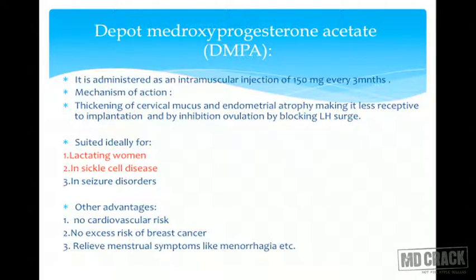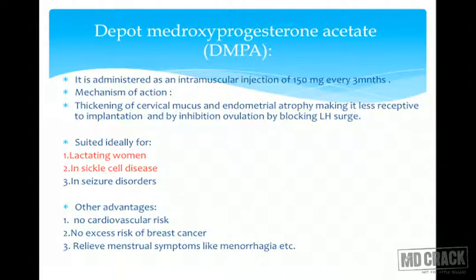The mechanism of action is that it is a progesterone contraceptive, so naturally it acts on the cervical mucus. It thickens the mucus and causes secretory changes in the endometrium, because persistently there is progesterone present in the body, and that will lead to atrophy. Because of this atrophy, the endometrium or the decidua is not receptive for implantation, and it can also inhibit ovulation by inhibiting the LH surge because of the presence of progesterone all the time. Ideally it is suitable for lactating women, in cases of sickle cell disease, or patients with epilepsy.